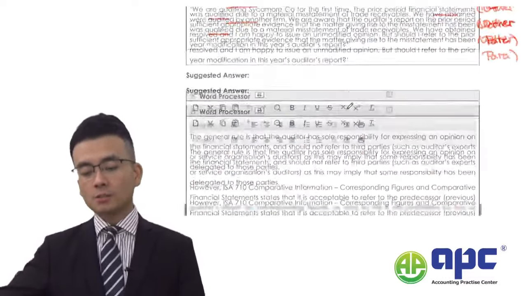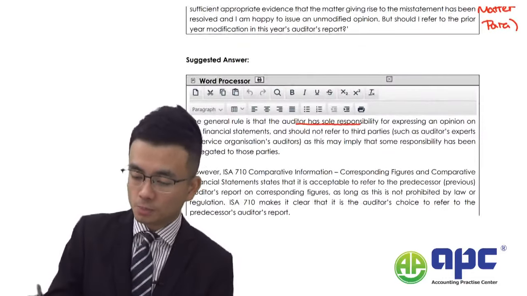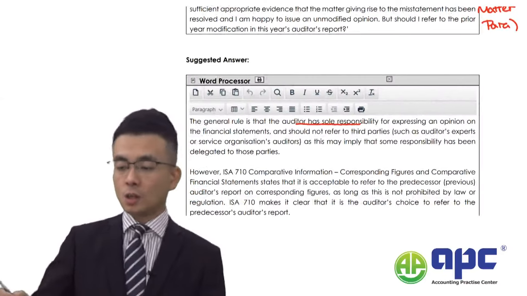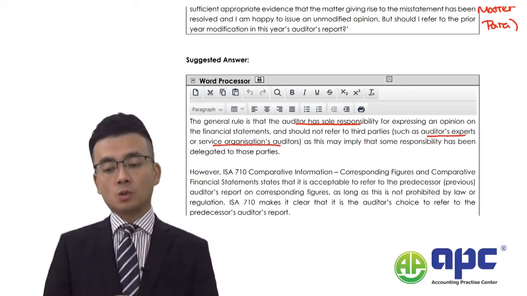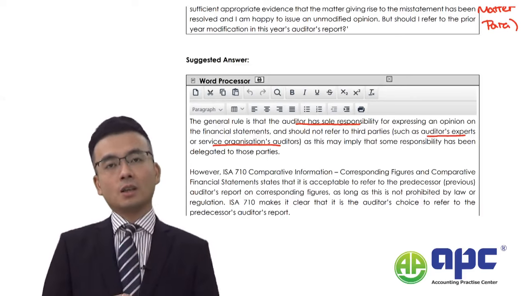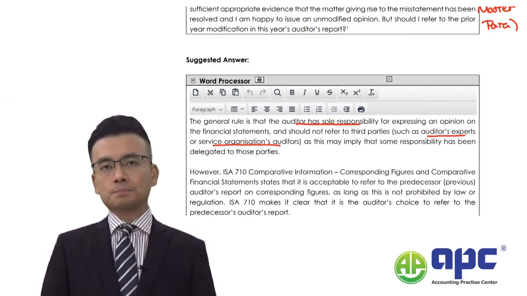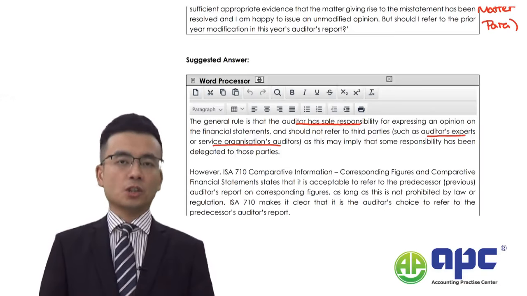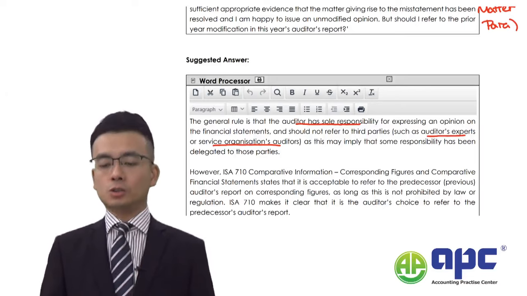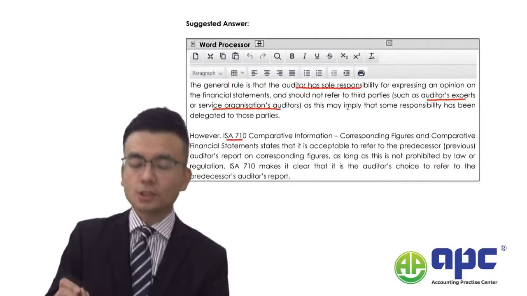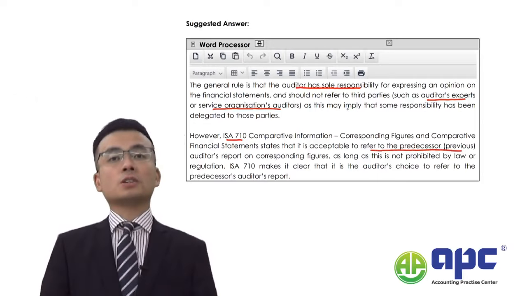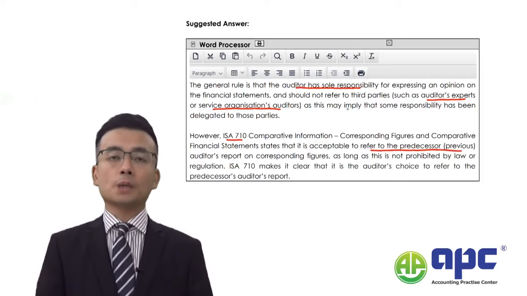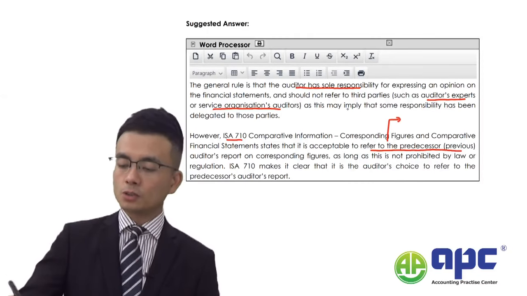Well, I would say, first of all, I have the sole responsibility for giving my audit opinion. So for example, I cannot refer to my expert to help me with the audit, and I can't refer to the service organization's auditors in ascertaining the service organization's or the outsourcing firm's internal controls. I cannot include them in our audit report. But according to the standard ISO 17 for the comparative information, we may refer to the predecessor auditor's report, including their opinion.